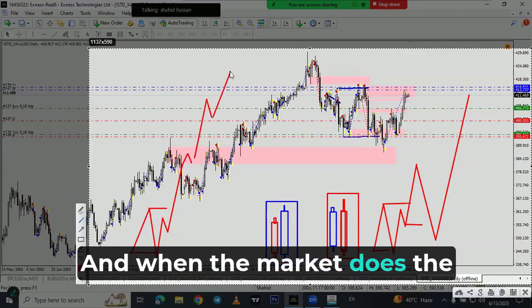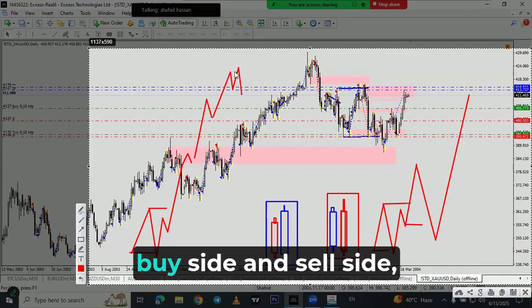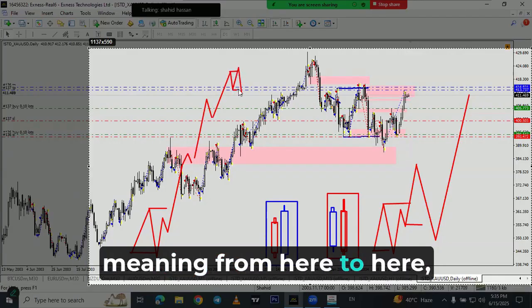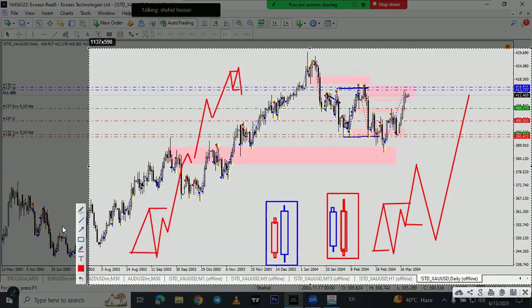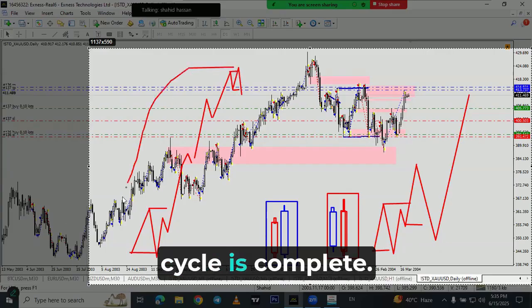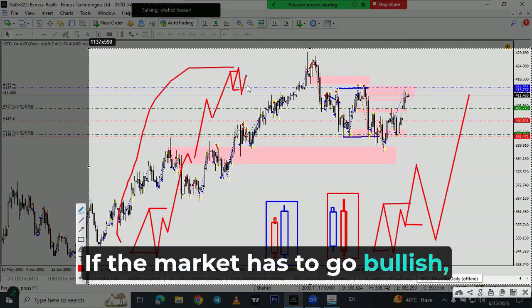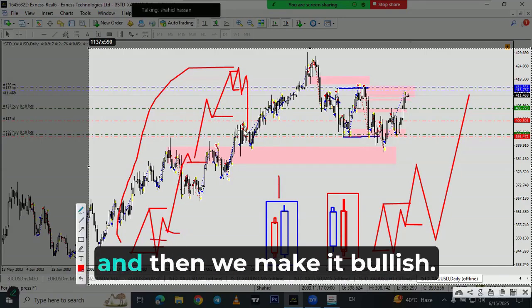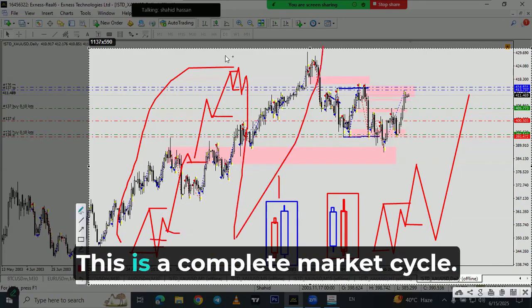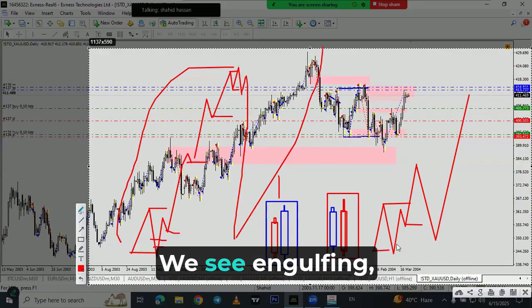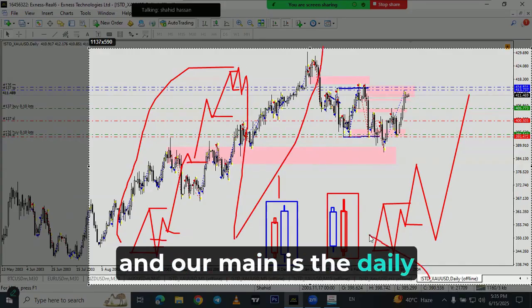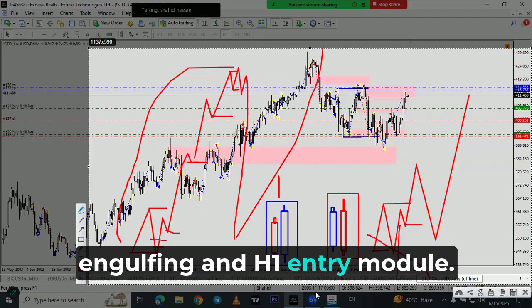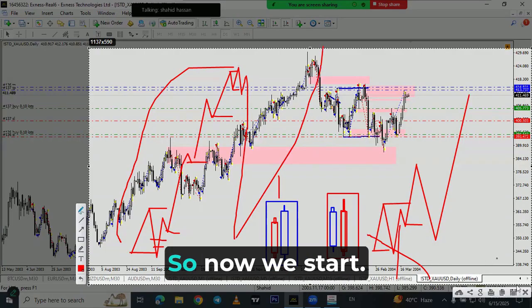And when the market does the same scenario from above, buy side and sell side, meaning from here to here, the market's one cycle is complete. If the market has to go bullish, this is liquidity, this is liquidity, this is liquidity. Below this low, we see our engulfing and then we make it bullish. This is a complete market cycle. We see engulfing, and our main is the daily engulfing and an H1 entry module. This is a cycle. So now we start.